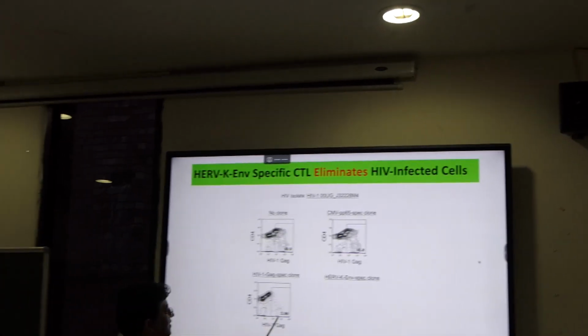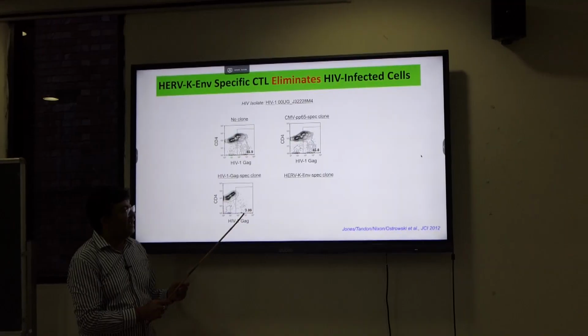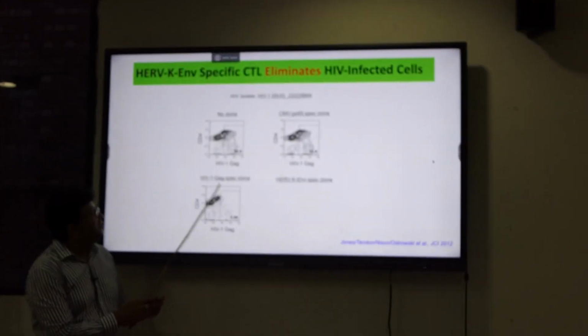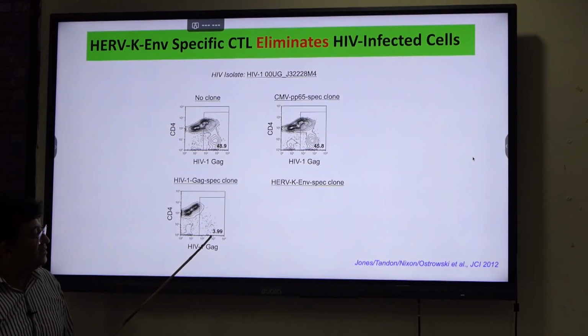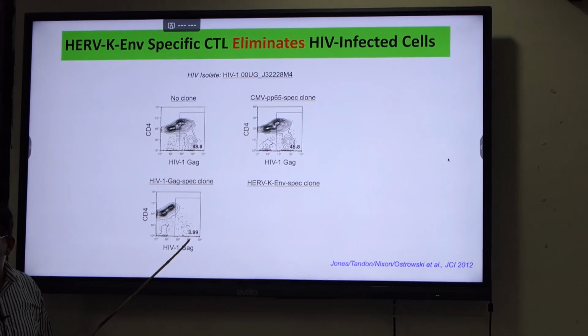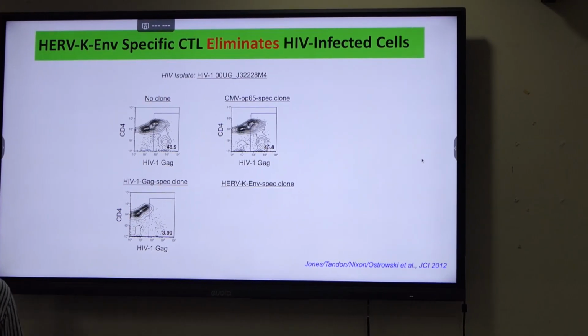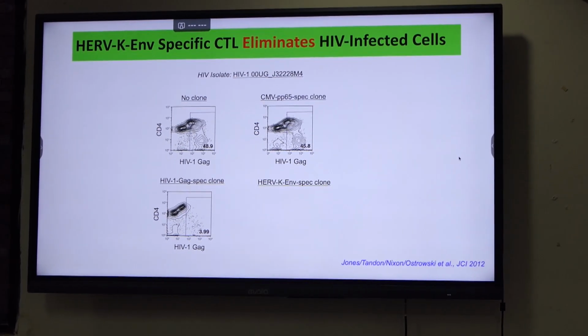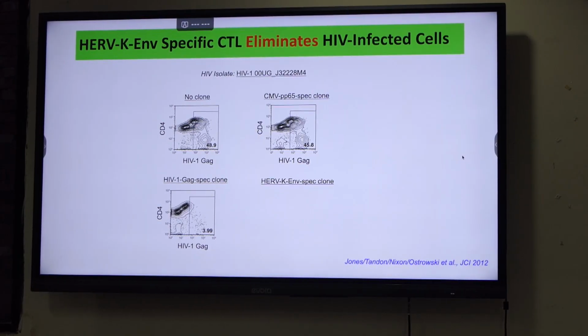So what will happen? You see that there is a massive decline in HIV positivity. You see the HIV GAG from 49, it has come down to 3.9%. It means that HIV GAG specific clone is able to lyse the infected cells, right? That is what we should expect.